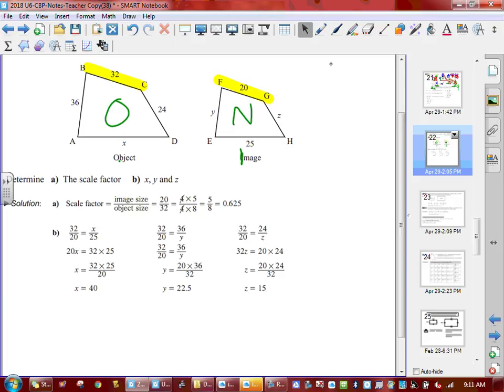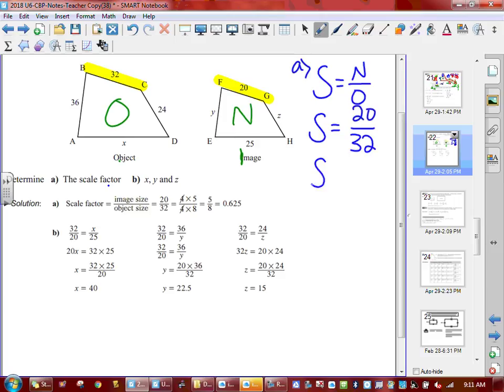So we're going to set up our true ratio. We need to find our scale factor and then solve for the unknowns. If we want to find our scale factor, we have new over old. So for A, S equals new over old. So S equals 20 over 32. What's that as a decimal? 20 over 32.